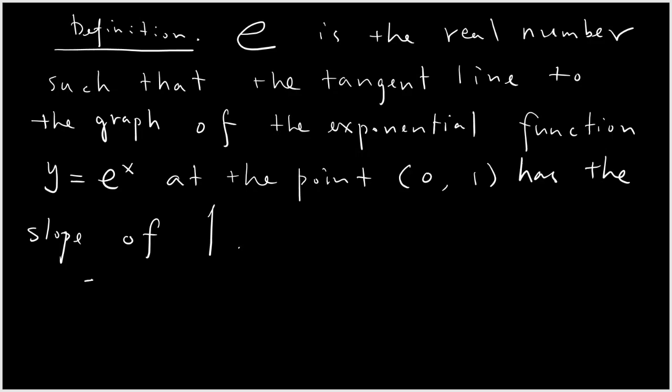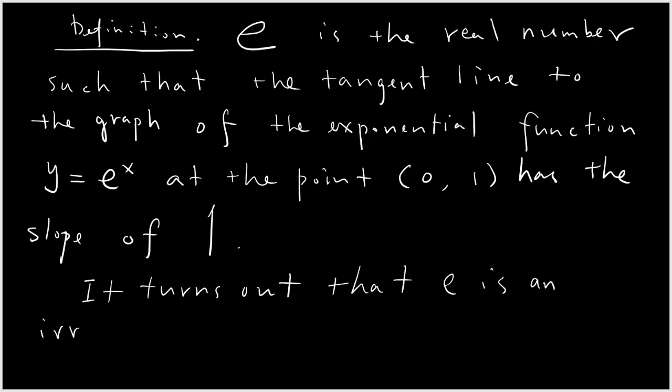So maybe a new paragraph. It turns out that the graph is nice, but the number is not too nice in terms of it's a weird number. It turns out that E is an irrational number. Actually, more precisely, it's a transcendental number.